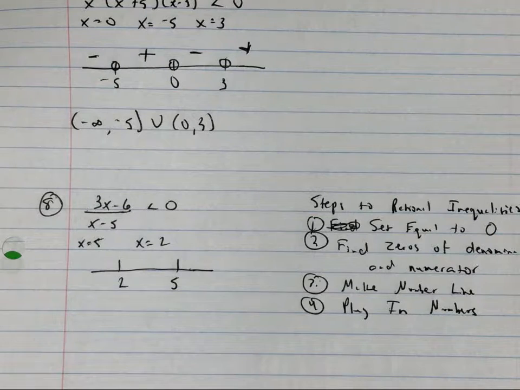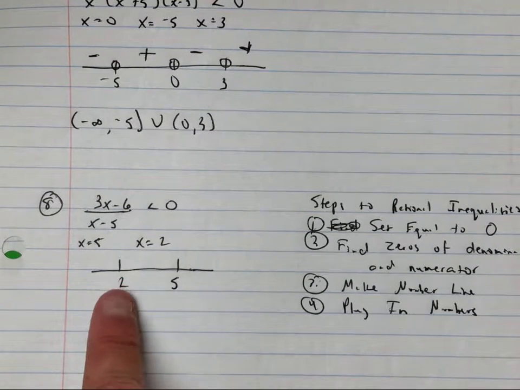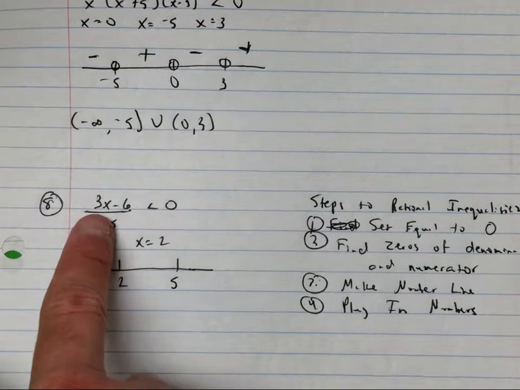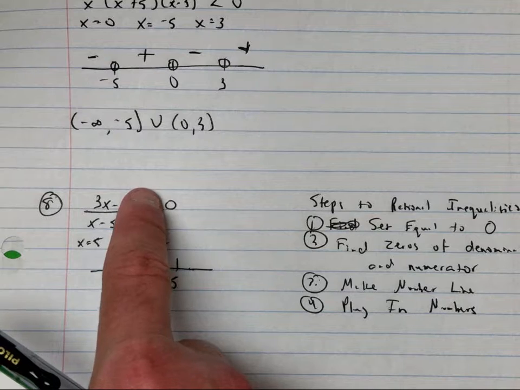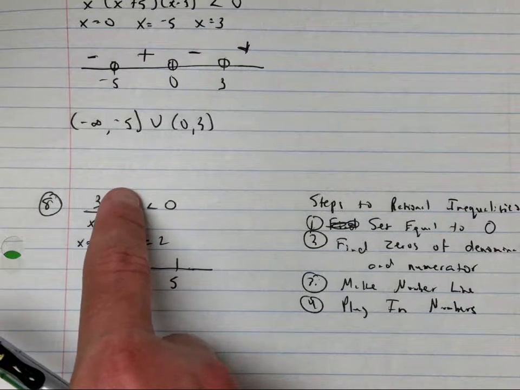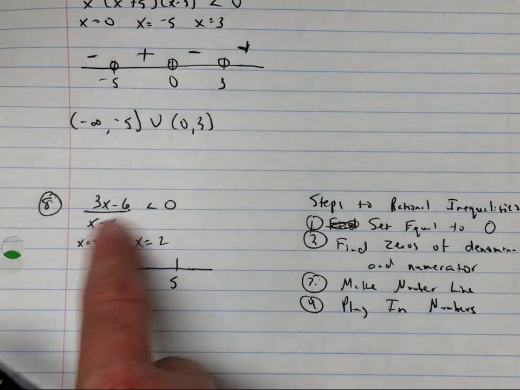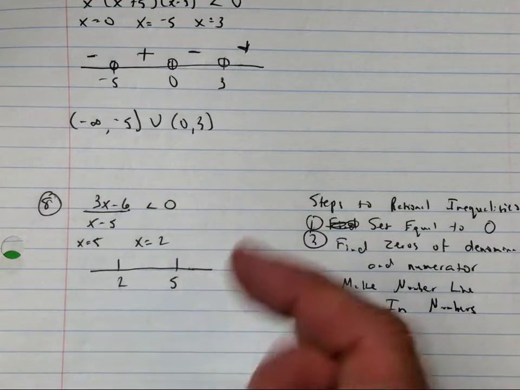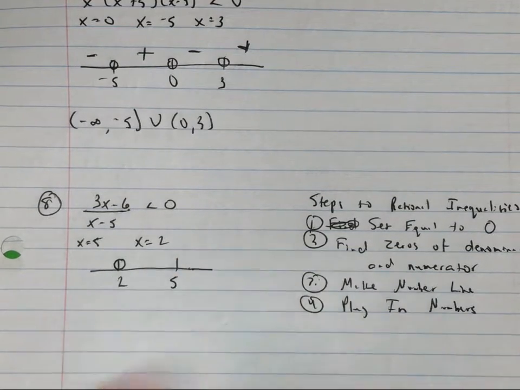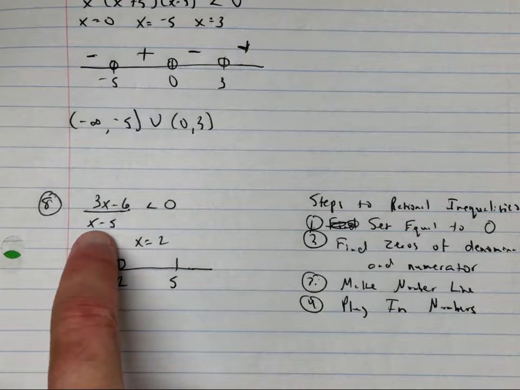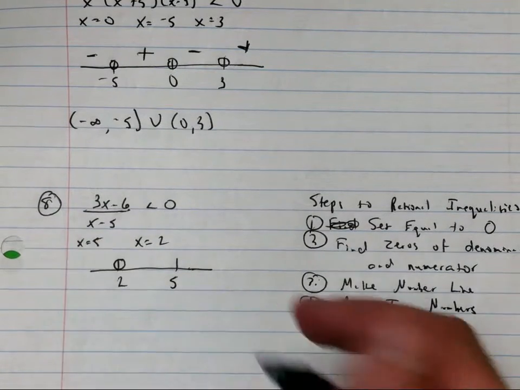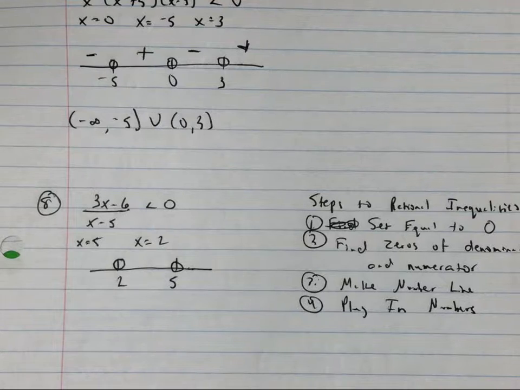Now, before we go on to determine if it's positive or negative, we need to know what these two numbers do here. If I was to take 2 into this, 3 times 2 is 6. 6 minus 6 is 0. Zeros in the numerator. When 0 is divided by something, it gives you 0. This says less than 0, so I could not include that because that would make that equal to 0. If I plug 5 in this, 5 minus 5 will give 0 in the denominator. That's undefined, so they're both going to be open here.